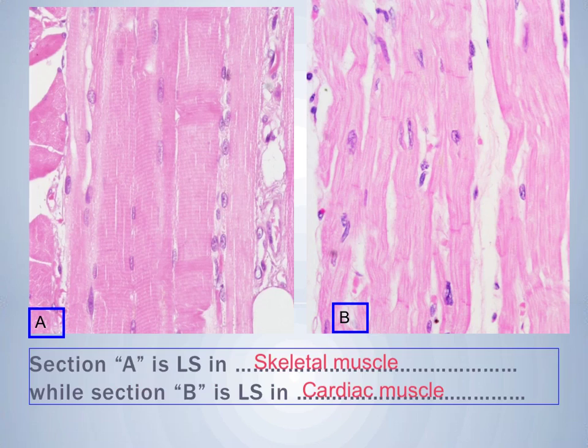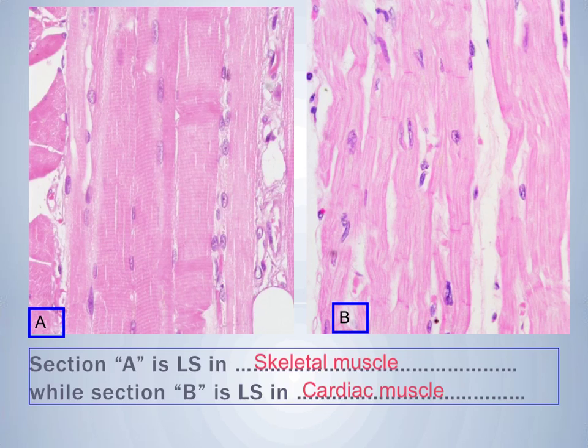Here we have the last picture in this trial exam. It is a picture of a longitudinal section. Of course, we have cylinders here, but here the cylinders are branching, and if you concentrate, we have a single central oval nucleus, so it is an LS in the cardiac muscle. While here the cylinders are not branching, and we have multiple peripheral oval nuclei, and this is the connective tissue, of course, of the endomysium with its cells and fibers.